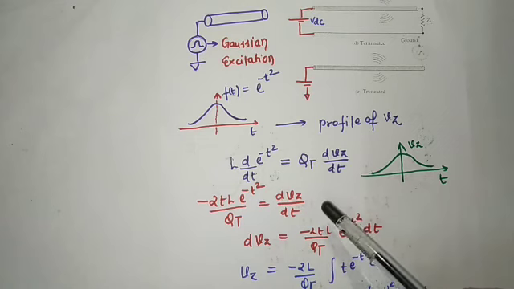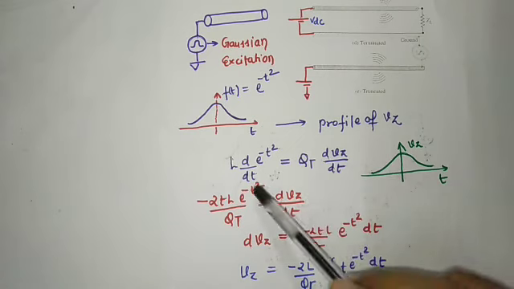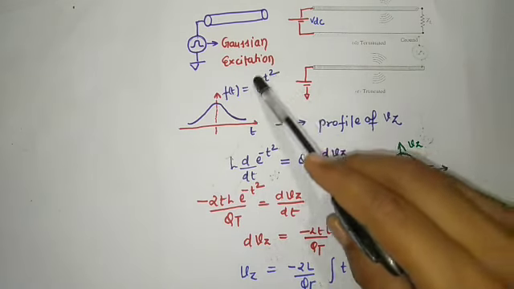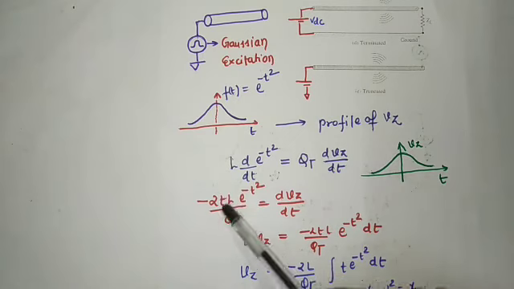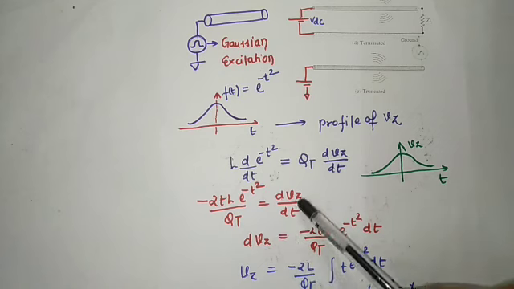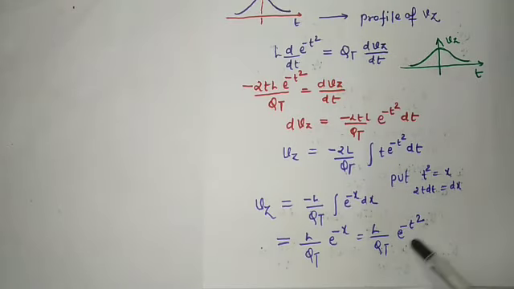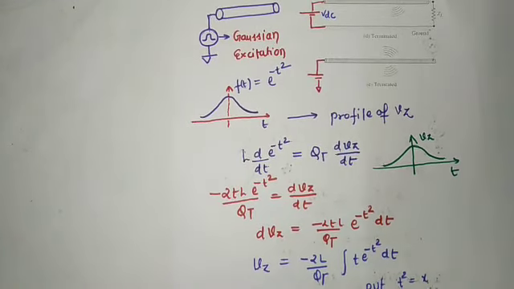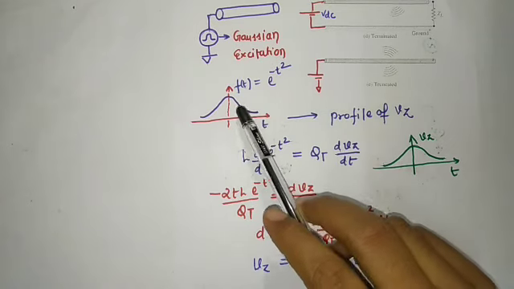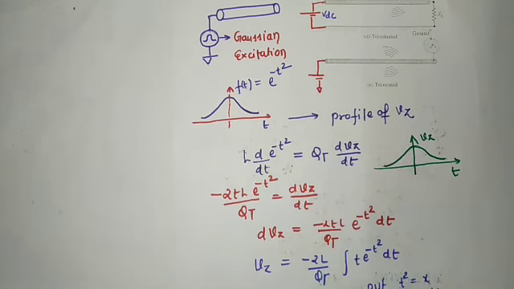You can see the profile of acceleration and the profile of current are different. There is an e power minus t square term, and a 2t term is also present in the acceleration term. Can you calculate vz? Yes, we can multiply by dt and integrate it. If you integrate it, you will again get a minus t e power minus t square term. Now finally you can conclude that the profile of current and the profile of drift velocity will be the same, but the acceleration profile will be different.